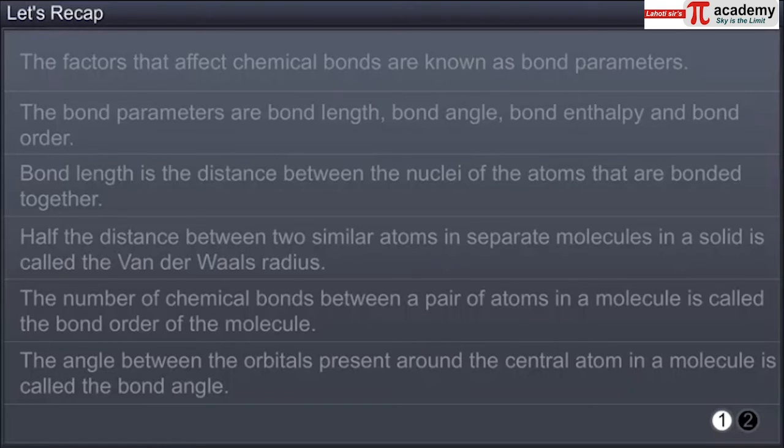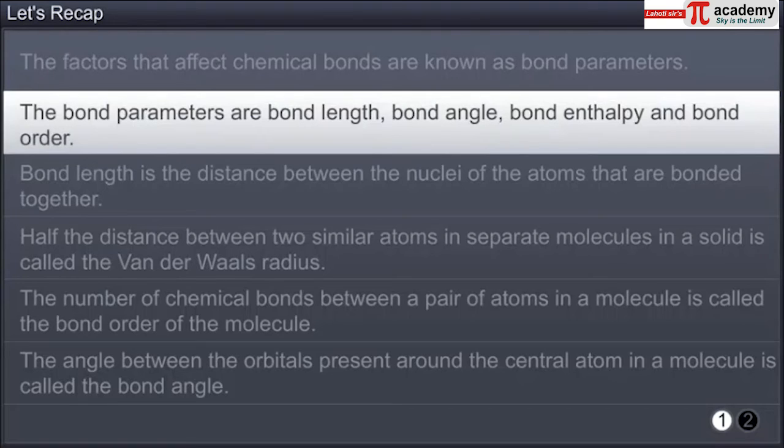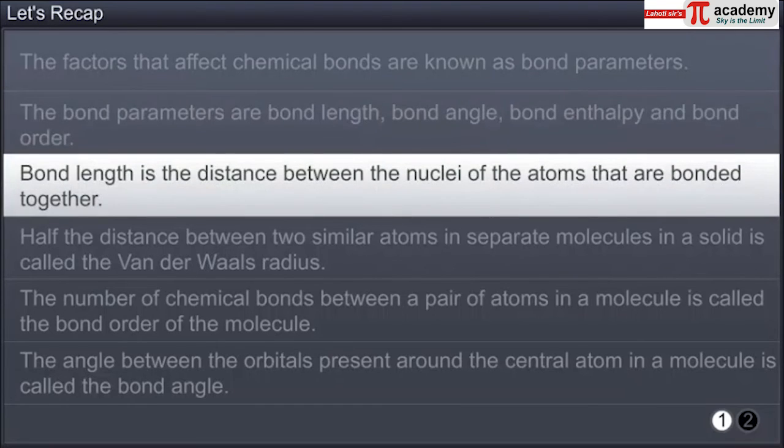You have now reached the end of this module. In this module, you learned that the factors that affect chemical bonds are known as bond parameters. The bond parameters are bond length, bond angle, bond enthalpy, and bond order. Bond length is the distance between the nuclei of the atoms that are bonded together.